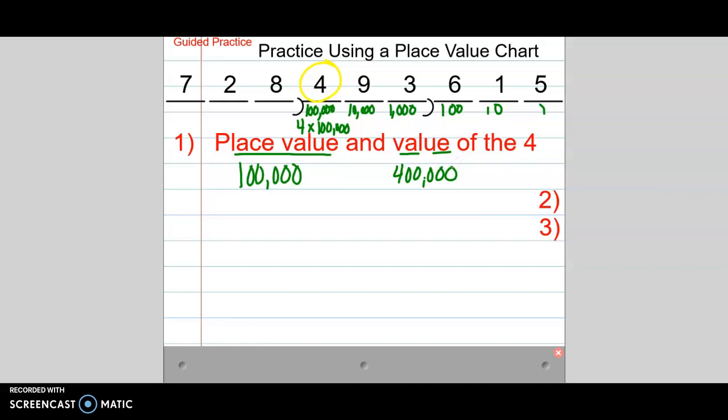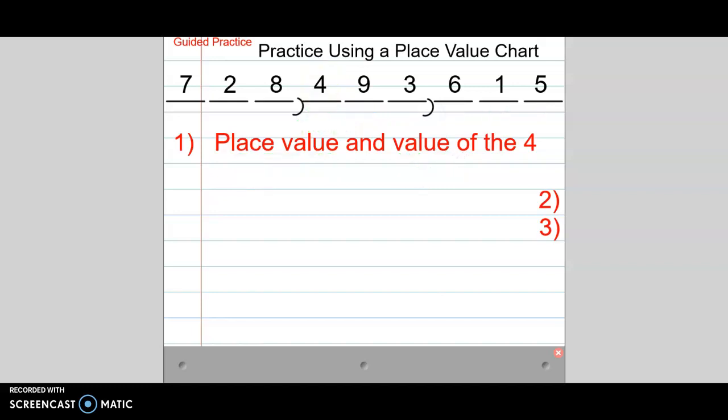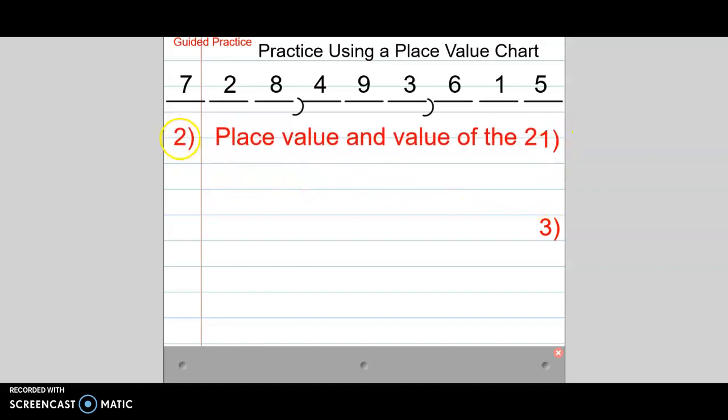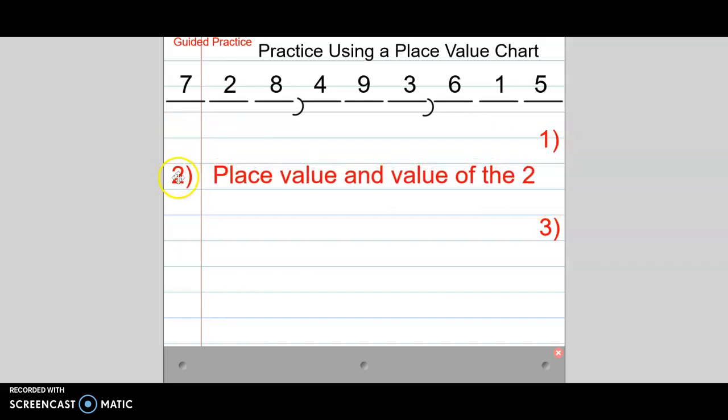Place value, you're looking for the spot it is. It's in the 100,000s place. And the value is the actual value of that number all by itself. So 4 is in the 100,000s place. The value is 400,000. If you want to, you can try out number 2 all by yourself. If you want to pause it, you get some independent work. If not, you keep going along with me.